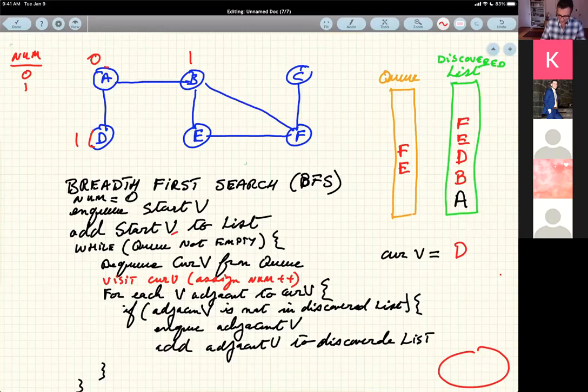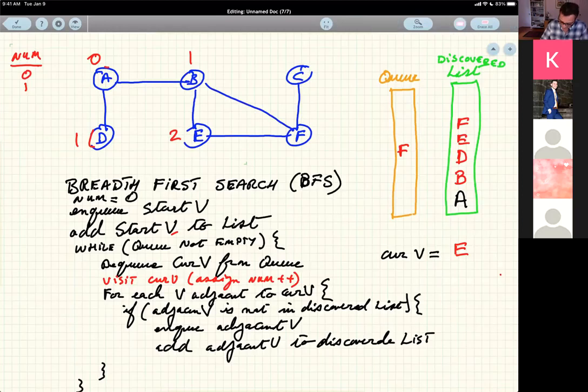So now I go to E. I dequeue E. So my current vertex is E. And the vertices that I can reach from E are B and F, right? So is B in the discovered set? Yes, it is. Is F in the discovered set? Yes, it is. So I don't need to do anything over here. I just need to number E as 2. And I need to continue.